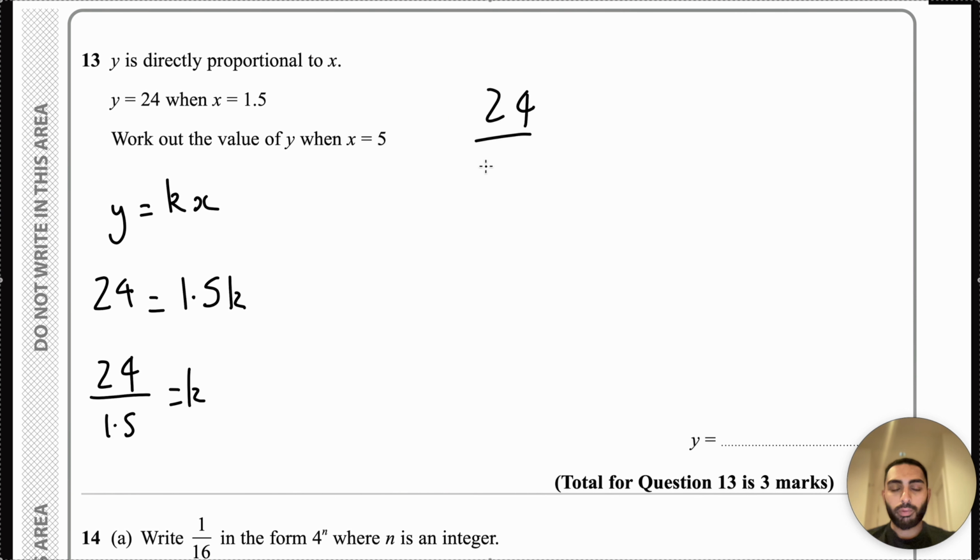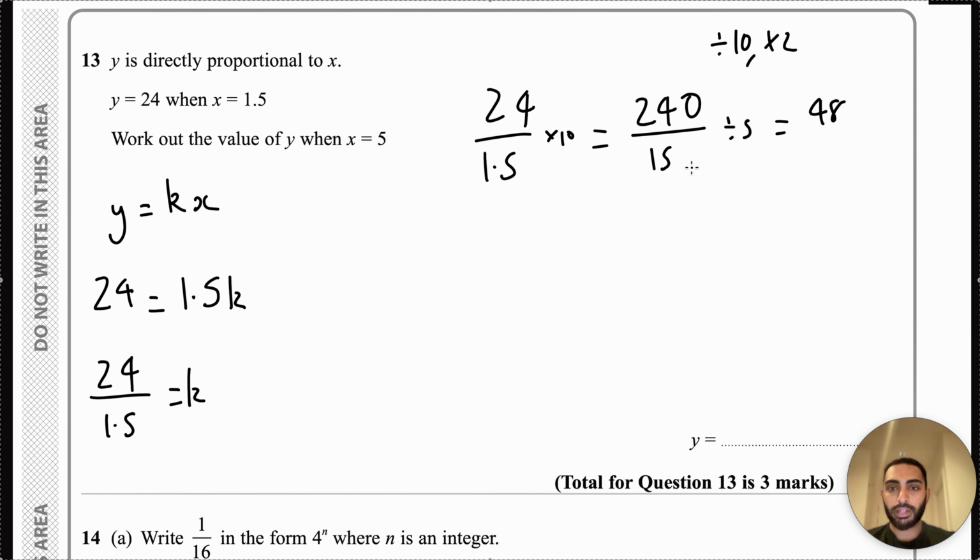So 24 over 1.5, I can't divide by a decimal, so I'm going to times it by 10 on the bottom and on the top to get rid of that decimal. So it's going to become 240 divided by 15. What's a common factor of both of these? That ends in a 0, that ends in a 5, so I can divide by 5 on the top and the bottom. Dividing by 5, quick way of doing it, you divide by 10 and then times it by 2. 240 divided by 10 is 24, times by 2 is 48, so I've got 48, and 15 divided by 5 is 3. Let's just do 48 divided by 3.